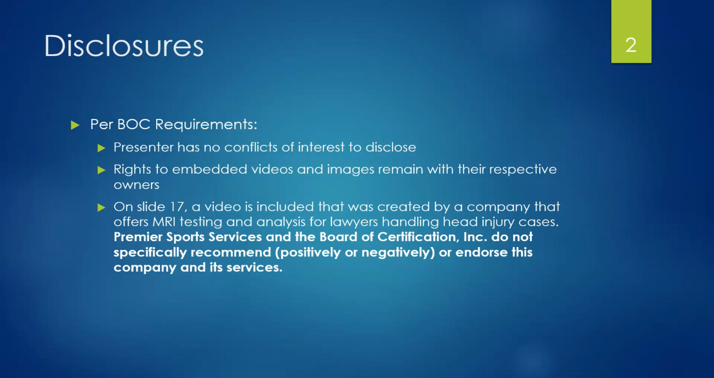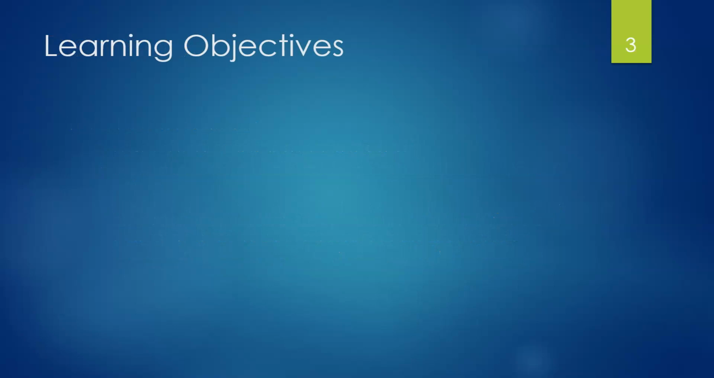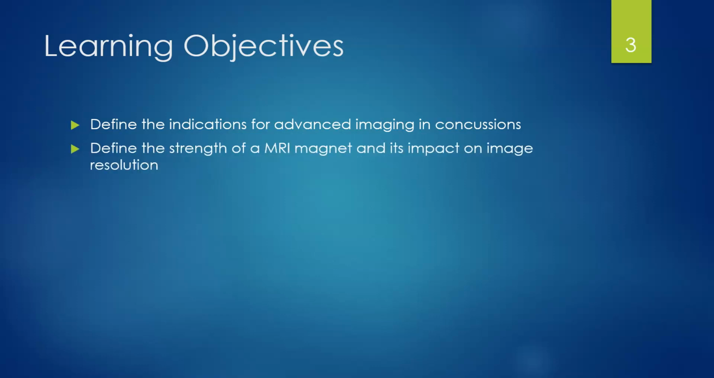So now with that done and out of the way, I want to move into our learning objectives, because we have quite a bit to cover in the next hour. One of the first things we want to touch on is the indications for advanced imaging in concussions and head injuries. We want to define the strength of an MRI magnet and its overall impact on the image resolution that we get.